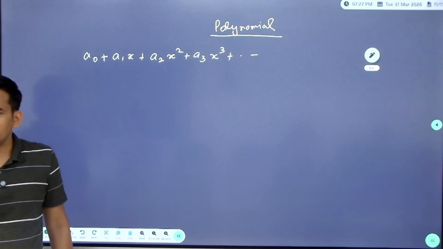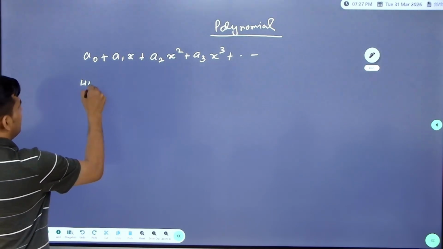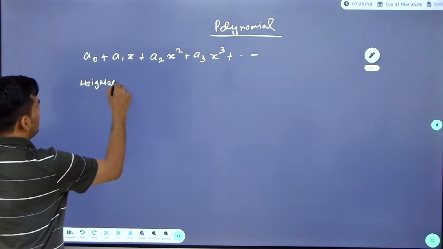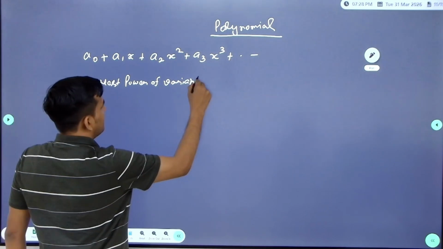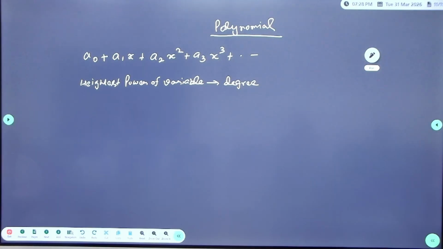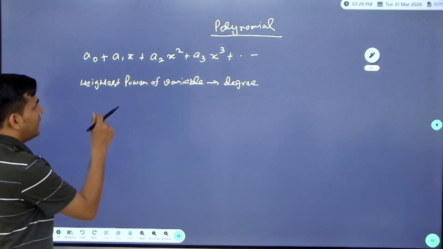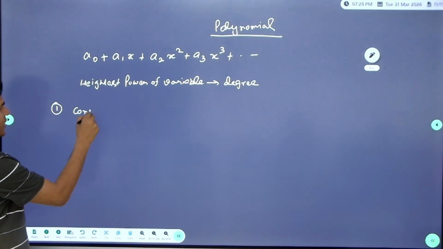The highest power of the variable in a polynomial is called the degree of the polynomial. Highest power is called degree. So based on the degree we can define the polynomial. We can make a classification of the polynomial based on the degree. So the first one is constant polynomial.